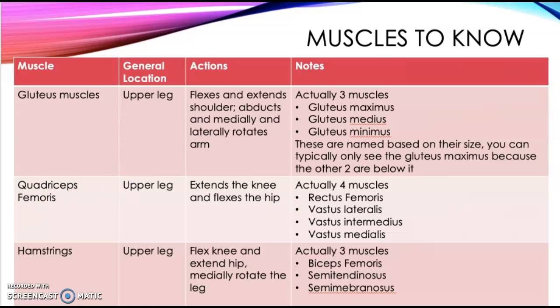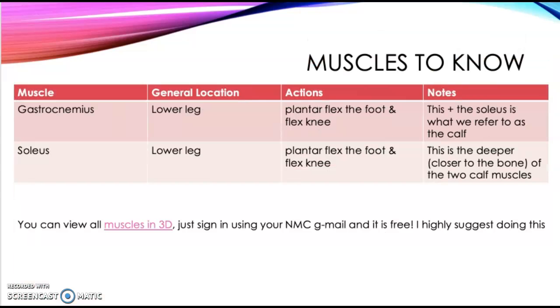The quadriceps femoris gets its name quad, meaning 4, because it is 4 muscles. So there's the rectus femoris, vastus lateralis, vastus intermedius, and vastus medialis. There are also the hamstrings, which are 3 muscles: the biceps femoris, semitendinosus, semimembranosus. And then the last set of muscles are the lower leg muscles that you need to know: the gastrocnemius and the soleus. And those 2 are the muscles that make up the calf.